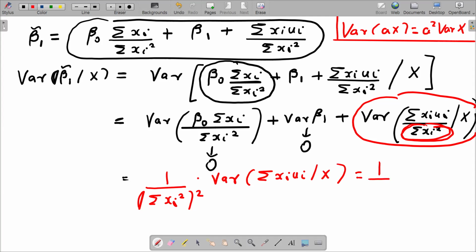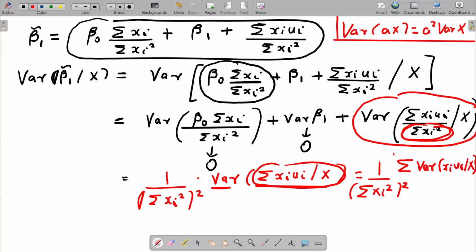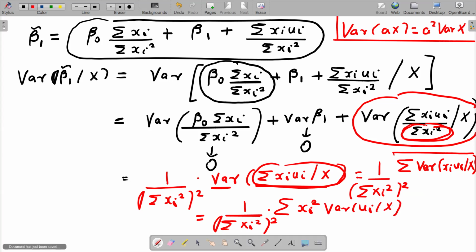Okay, this I can further write as 1 over summation xi square whole square times the variance of the sum. The variance of a sum is the sum of variances because the xi ui terms are all independent random variables. So I have summation of variance of xi ui conditional on x. Okay. So this I can write as 1 over summation xi square whole squared. And again, this is going to be summation of variance of xi ui. Now again, students, xi is a constant, so it comes out as xi square times variance of ui conditional on x. And recall that variance of ui conditional on x is equal to the homoscedastic variance sigma square.